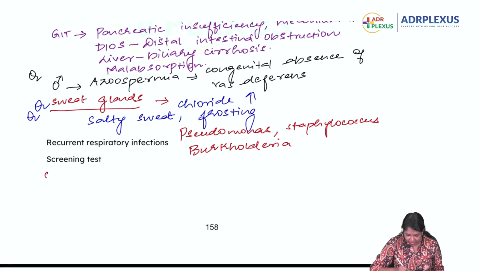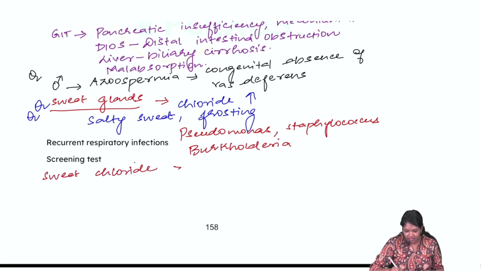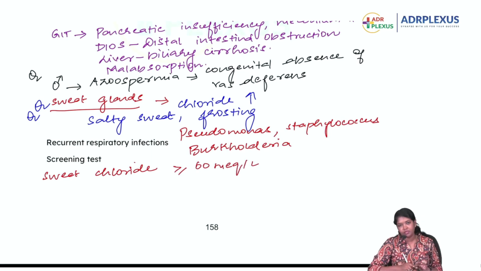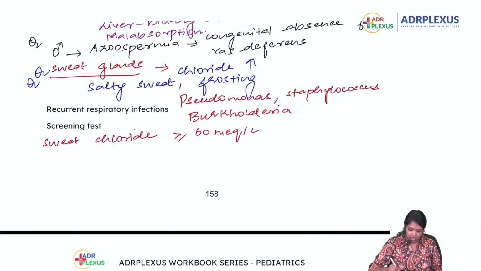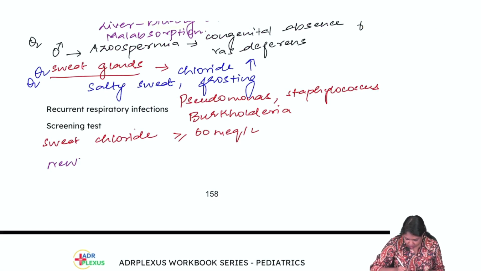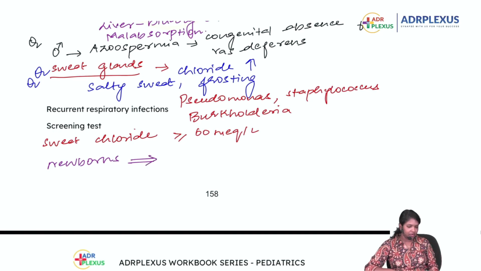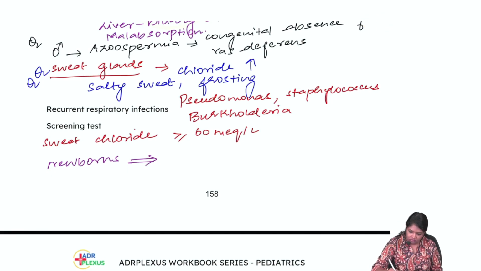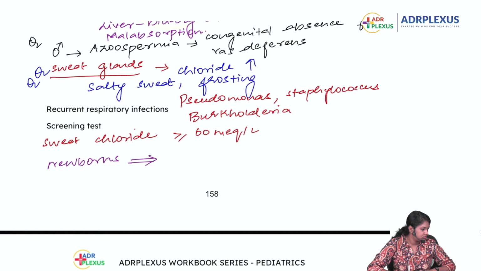Screening test, sweat chloride. That is why we measure the chloride content in sweat. It will be more than 60 milliequivalents per liter. Okay, sweat chloride test. In newborns, you cannot do sweat chloride test. In newborns, there is another test which is used in screening. Can anyone tell me what is that? Newborn screening. What is the name of the test in newborn screening?